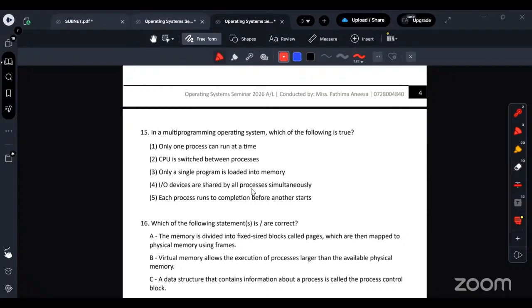But 4, 5, others, think properly. Azar, Ajmal, answer.